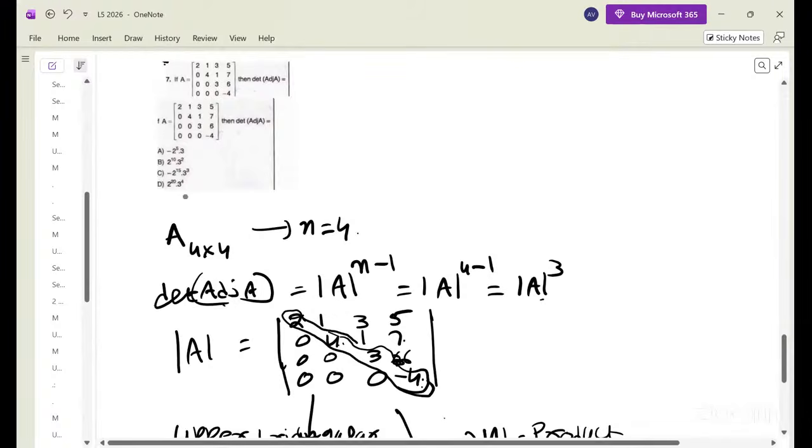So 2 power 15 into 3 cube with minus sign. You can see here the examiner has not given it, but sometimes it may be given as 2 power 15 into 3 cube with the plus sign also. With the minus sign also it may be given. So the correct answer is C, the correct option: minus 2 power 15 into 3 cube. This is a tempting option, but not correct.